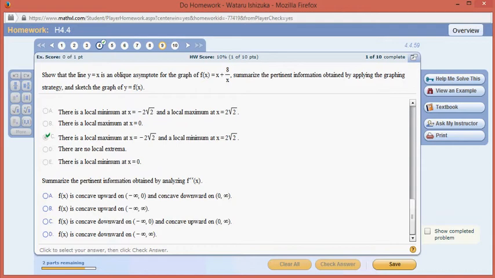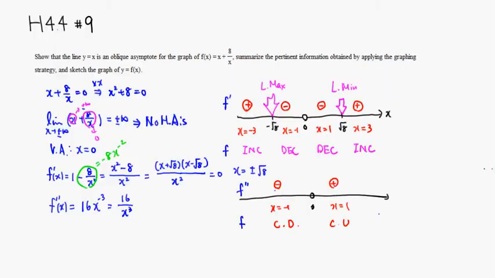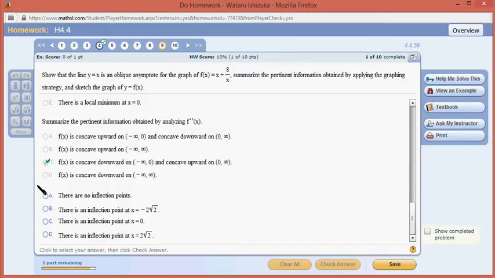So concave, let's say downward here, concave upward, oh actually the other way around. Let's see, concave down first, right? Concave downward here, concave upward on that, so this is it. So we got that. Right, inflection points. You can see that the only place that could have an inflection point is there, but at 0 the function is not defined, so there is no inflection point.